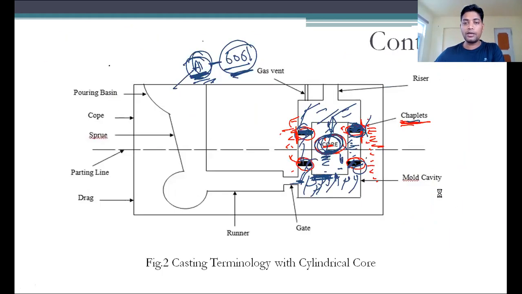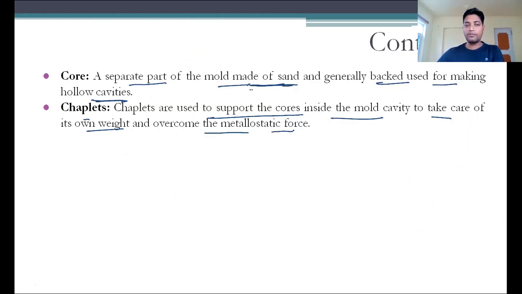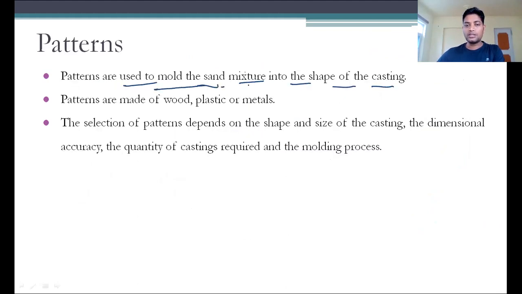So the pattern is nothing but the same geometry that we use to create the mold in the sand mixture in the shape of the casting. The patterns are made up of wood, plastic or metals, but wood is generally preferable. The reason is that it is easily available, and any shape can be created just by using chisels, hammers and some carpentry equipment, which are very easily available.